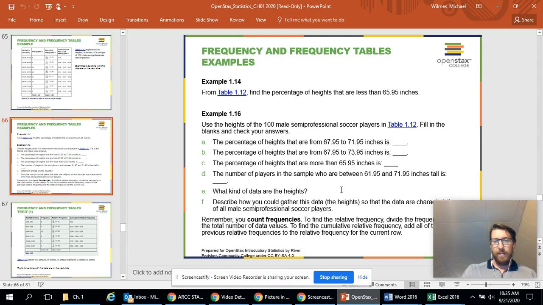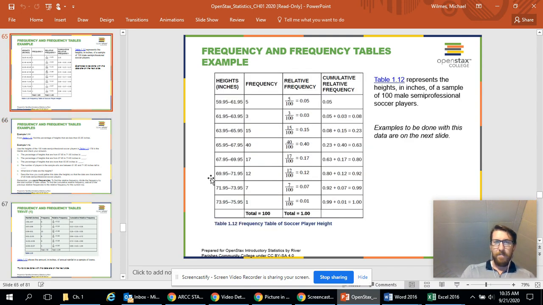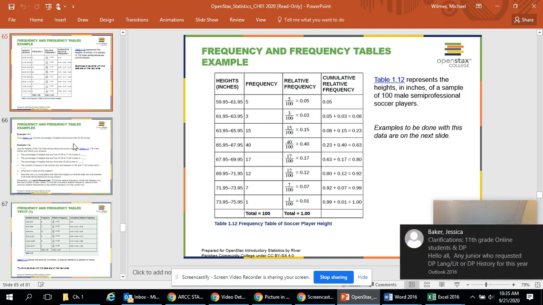What kind of data are the heights? The heights are quantitative because they're numerical. And then are they discrete or continuous? They are not discrete because we have decimals here, so they're continuous.